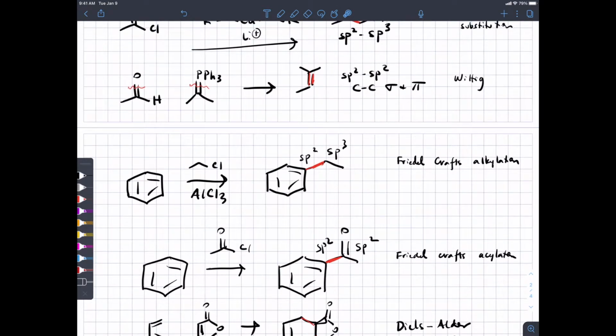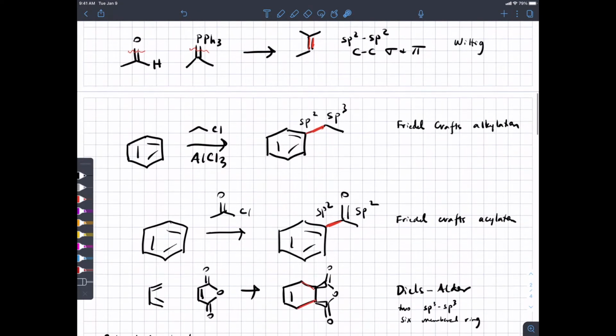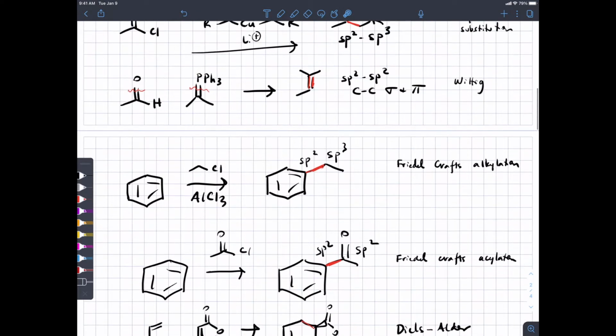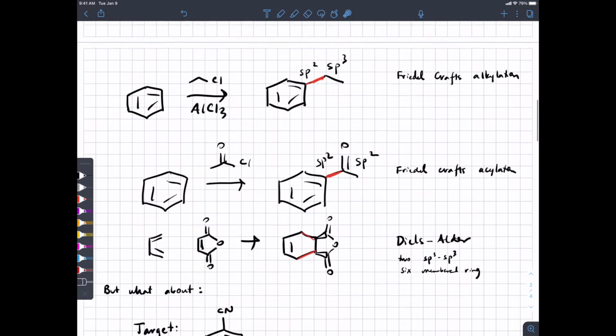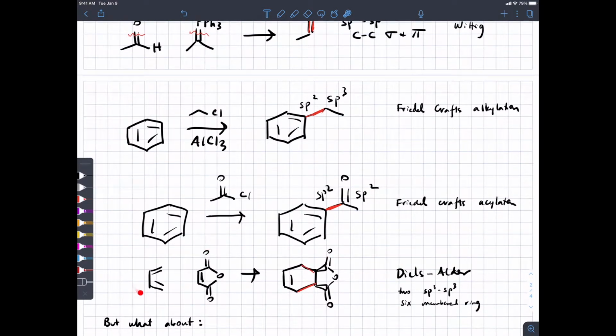Friedel-Crafts alkylation or acylation involved the sp2 aryl carbon and then either an sp3 of the alkyl group or an sp2 of the acyl group. But you remember that with electrophilic aromatic substitution, there's sometimes regioselectivity problems. There's sometimes carbocation rearrangement problems. And so we need alternatives to this. One that I forgot about, but I remembered you guys learned in 351 this year, was Diels-Alder, which makes two new sp3 bonds between sp3 carbons and a six-membered ring, so you can build up complexity.